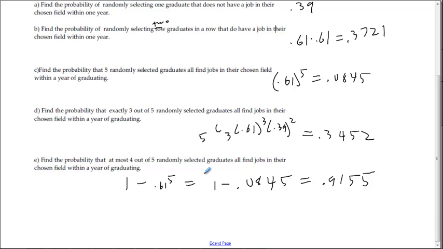And then this question is, what's the probability that at most 4 out of 5? So that means 0 would be fine, 1 or 2 or 3 or 4. So you could do all those separately, but an easier way is just to take 1 minus the probability of the opposite. So the opposite of at most 4 out of 5 would be all of them having a job. Well, it looks like up here we already calculated the probability that all 5 have a job. So we'd take 1 minus the probability that they all get a job, and that would be 4 or less. So there it is, 91.55. That's a complement.